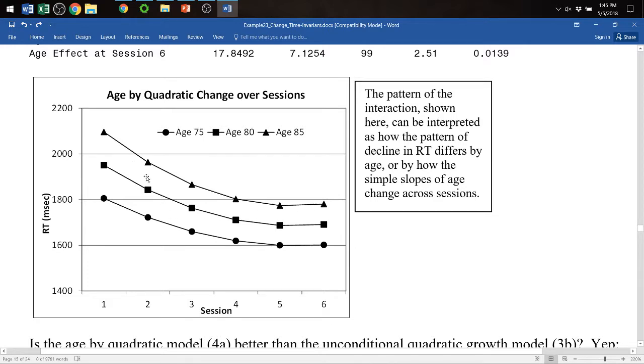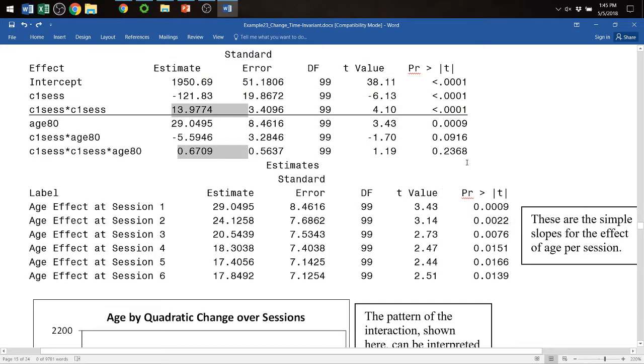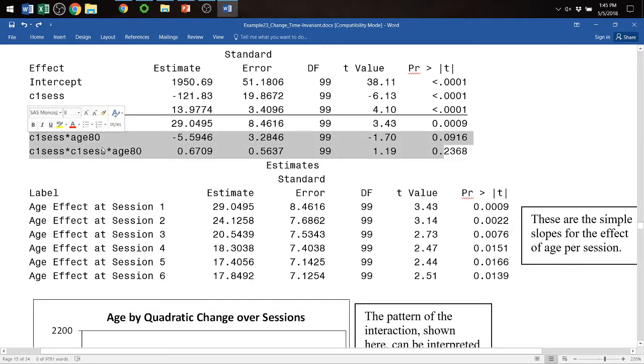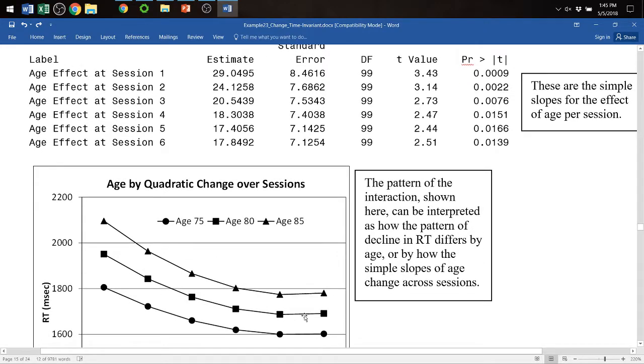However, as you can tell from the pictures, these lines look pretty parallel to me, don't they? Would you say? A little different, but not much to write home about? Yeah. So, not significant. So most of the story here is that older people are slower when they begin, and that age effect stays pretty much the same across time. So that's the other way to interpret an interaction term. We can talk about how age modifies the growth curve, or we can talk about how the effect of age changes over time.